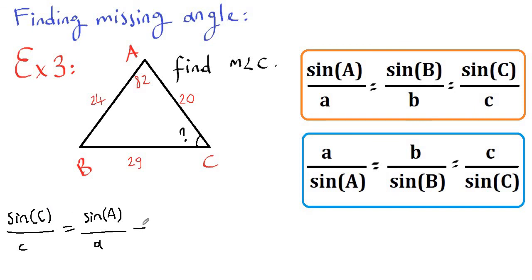Sine of C, we don't know. That's what we are looking for. And side c is 24. This is our side c. Equal to sine of A, which is sine of 82, and side a is 29.